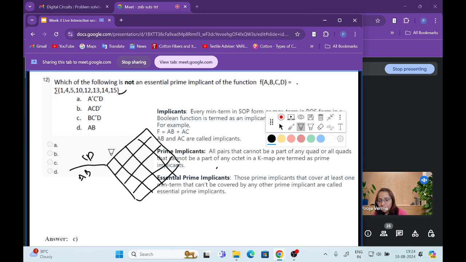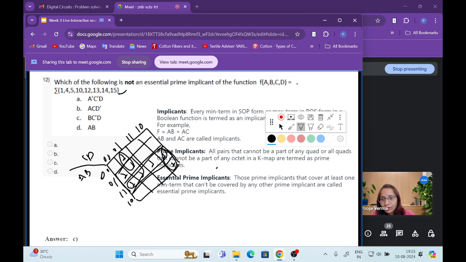A, B, C, D: 0, 0, 0, 1, 1, 1, 0. These are the places where we need to put ones: 1, 4, 5, 10, 12, 13, 14, and 15. So 1, 2, 3, 4, 5, 6, 7 is not available, 8, 9, 10, 11, 12, 13, 14, and 15. So now one quad is there and another quad is there, one pair is there and one pair is there.